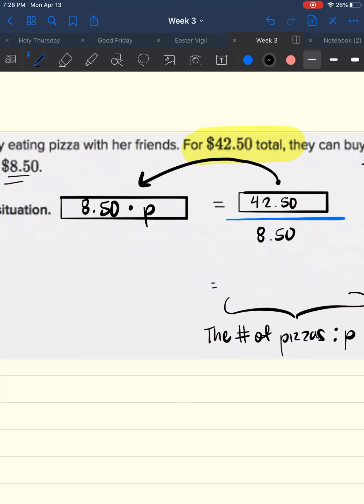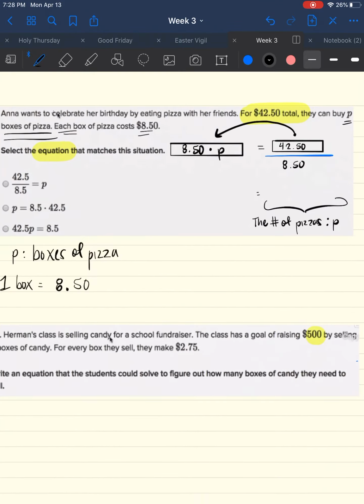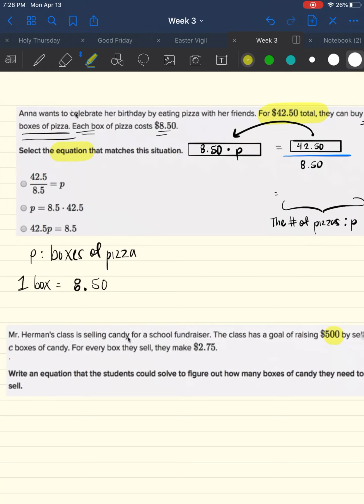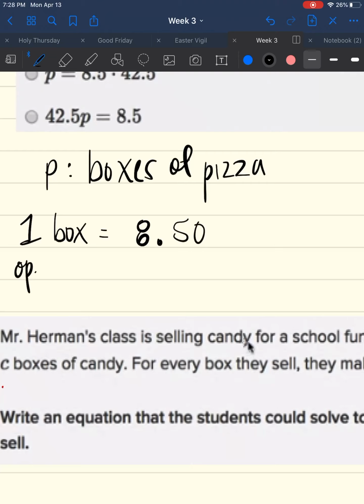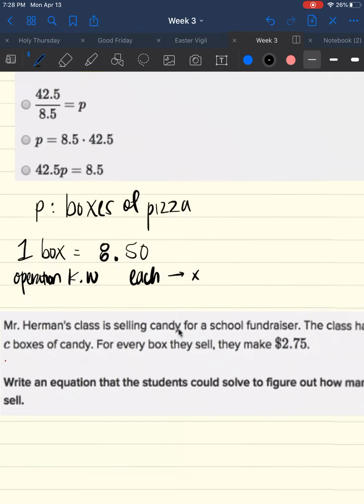Right? Now think about it this way as well. There is an operation keyword here that automatically should have told you, hey, that's going to be multiplication. And if you look, the multiplication keyword is each. So I'm going to go ahead and put that over here. My operation keyword here was each, and each represents multiplication.